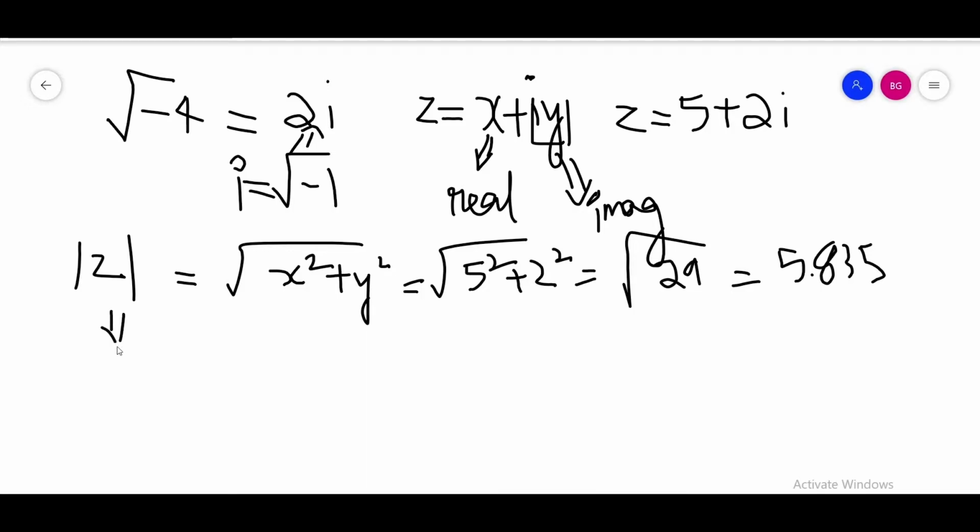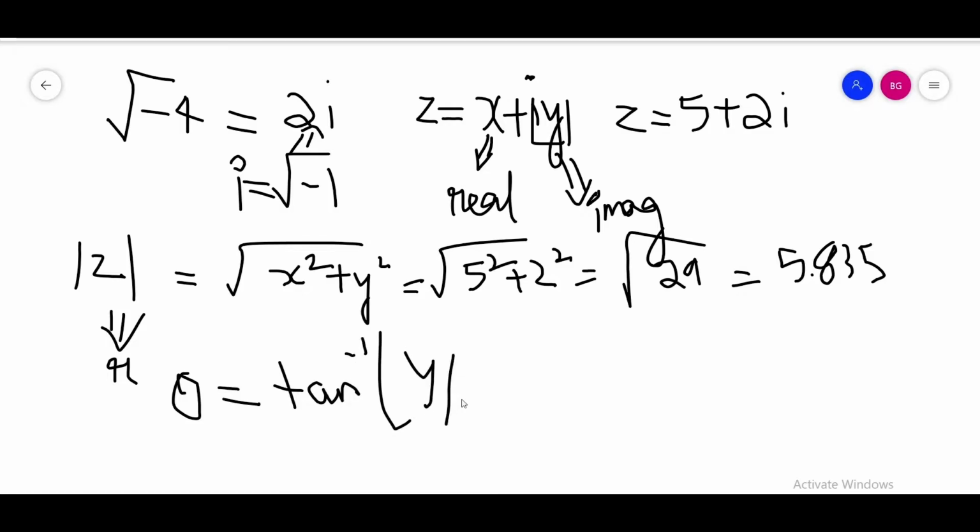Now z can also be written in polar form, which is denoted by r comma theta. Z is in the form of r, theta. Now how do we find theta, or the argument? Theta is tan inverse of y by x, which gives you the argument or the phase angle theta.